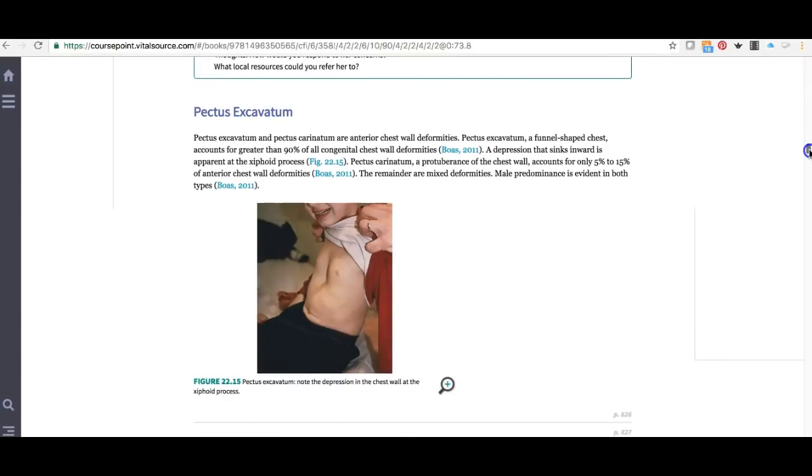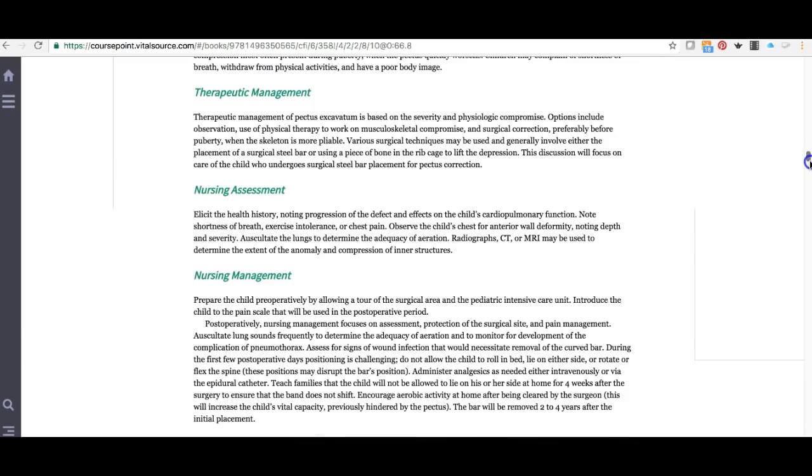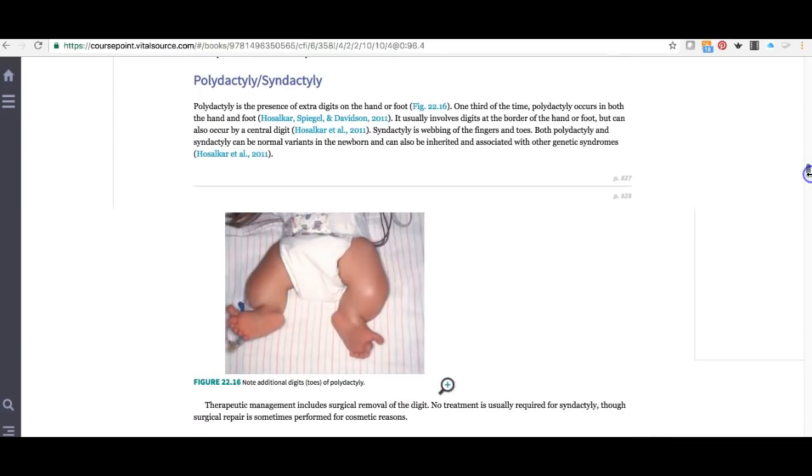Okay, here's a good picture of the Pectus Excavatum. And can you see how that might be confused with the retraction? Okay. Therapeutic management, there's really nothing to do for it. Okay. There's a little extra toe.